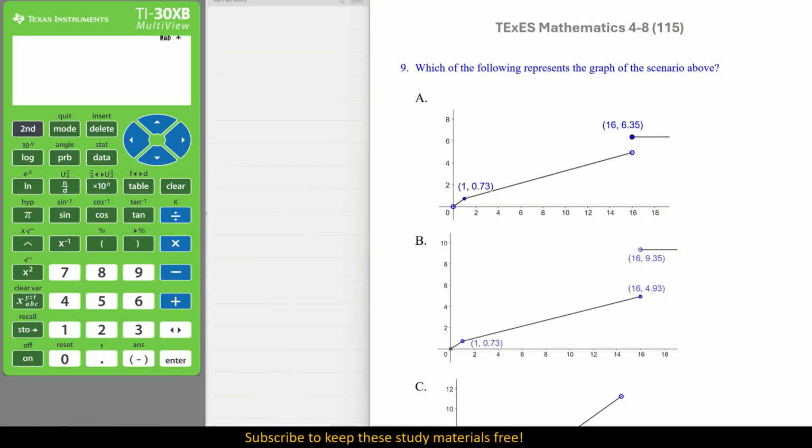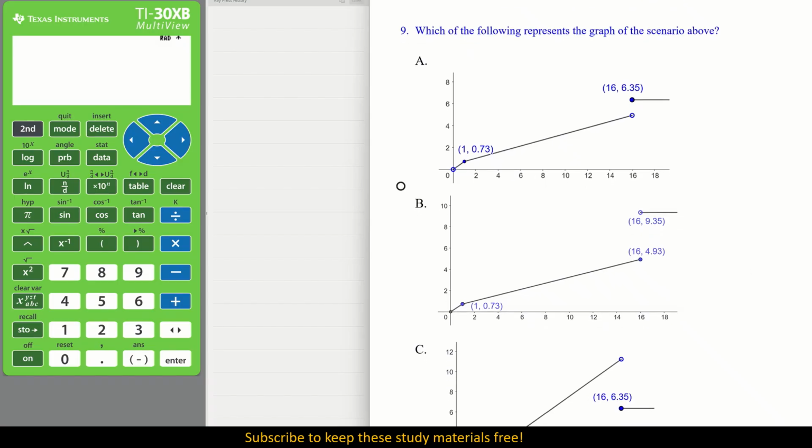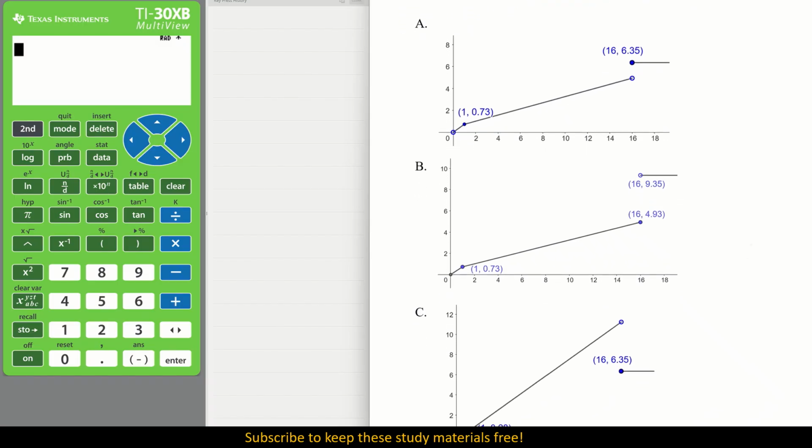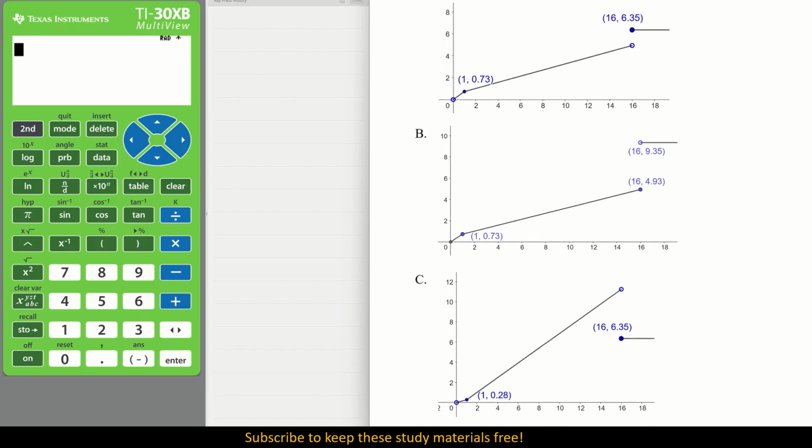Number 9. Which of the following represents a graph of the scenario above? Okay, if you remember I said take a picture of that, the piecewise situation. From 0 to 1 ounce, and including 1 ounce, we should have 73 cents. So let's go all the way up so we can see everything.